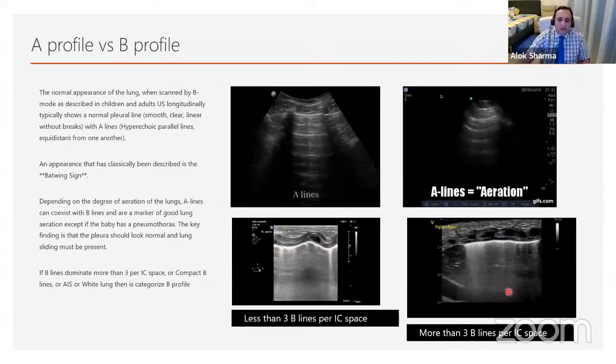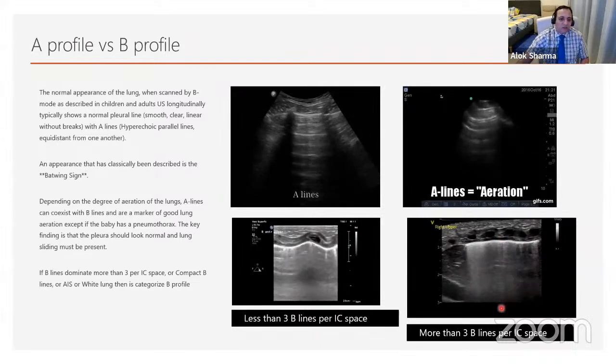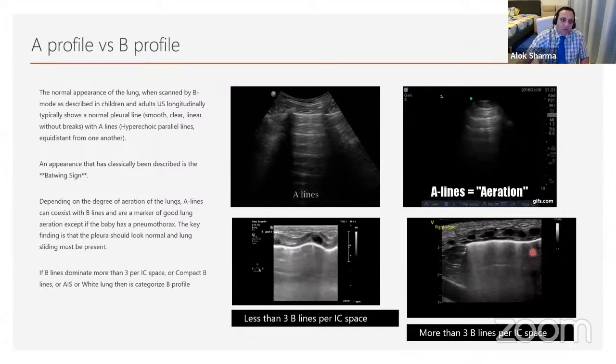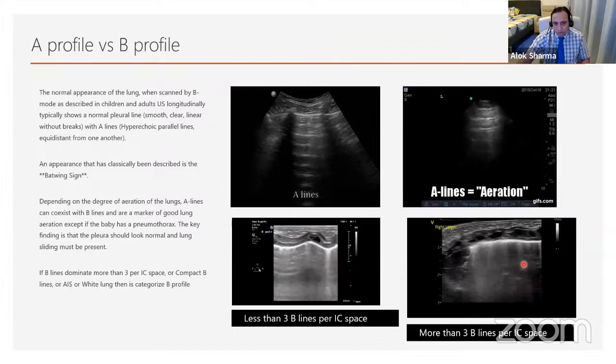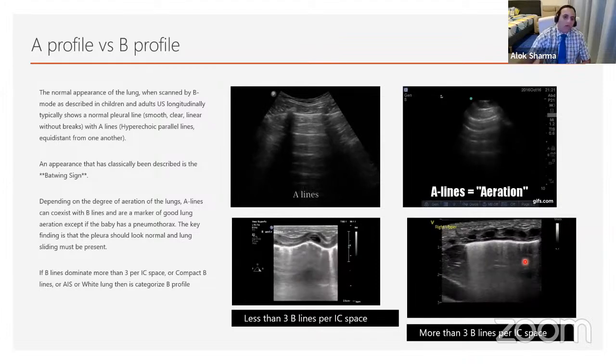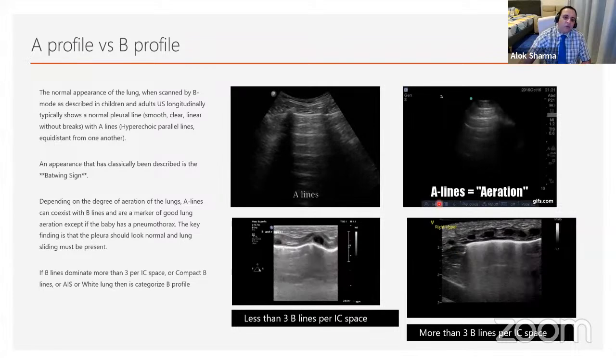On the other hand, when you come to this region here, what you can see is very closely spaced ribs, and you've got easily more than three B lines. Some of them merge together. So this is a B profile. And you can see how an A can go to a B profile. But more importantly, in a baby who basically is transitioning, who's born with a lot of fluid, what you will gradually see is a profile like this going to a profile of A lines.